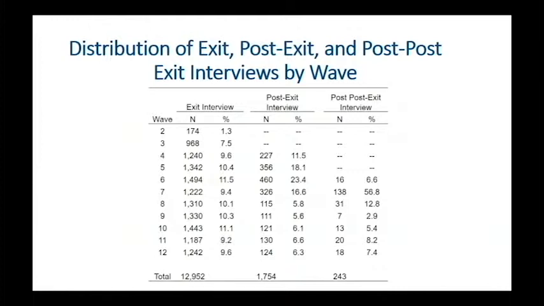This table is a distribution of the number of HRS respondents for whom HRS collected an exit interview, a post-exit interview, and a post-post-exit interview by wave. HRS started conducting exit interviews in the second wave, but not that many people had died because this was the original HRS sample, which was quite young, approximately 51 to 61 years of age. And it wasn't until the fourth wave of exit interviews that the number of HRS decedents had grown considerably, and it maintains somewhere around 1,200 to 1,300 respondents per wave who are interviewed for the end-of-life questions.